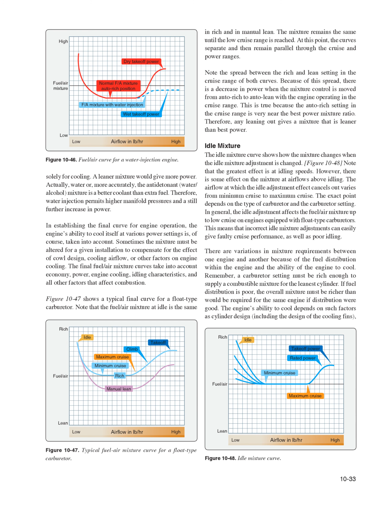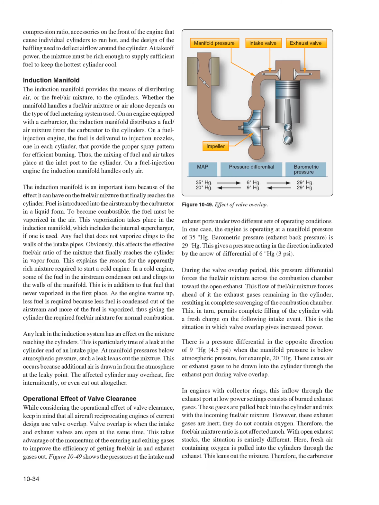Remember, a carburetor setting must be rich enough to supply a combustible mixture for the leanest cylinder. If fuel distribution is poor, the overall mixture must be richer than would be required for the same engine if distribution were good. The engine's ability to cool depends on such factors as cylinder design, including the design of the cooling fins, compression ratio, accessories on the front of the engine that cause individual cylinders to run hot, and the design of the baffling used to deflect airflow around the cylinder. At takeoff power, the mixture must be rich enough to supply sufficient fuel to keep the hottest cylinder cool.